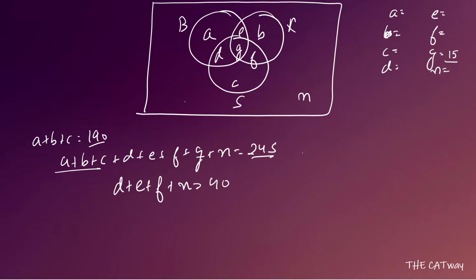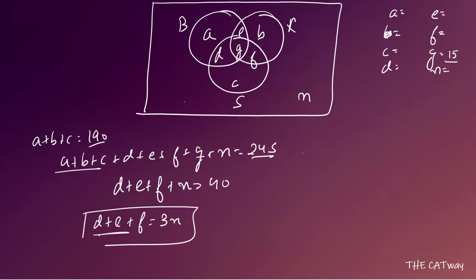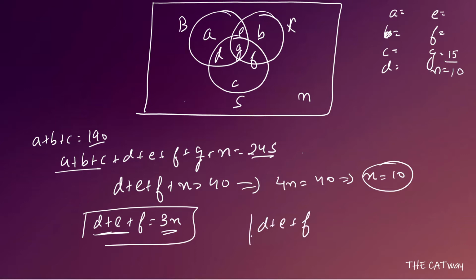One more thing which we have been given is that D plus E plus F is equal to 3n. It has been given that the number of people who visited exactly 2 is thrice the number of people who visited none. So from this equation we can say that 4n is equal to 40, or n is equal to 10. Okay, so n is 10, and D plus E plus F, that is the people who visited exactly 2 of them, is going to be equal to 30.